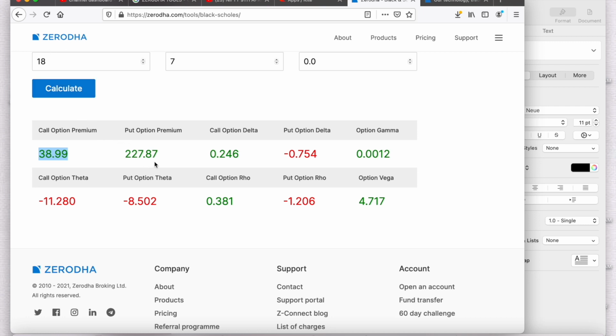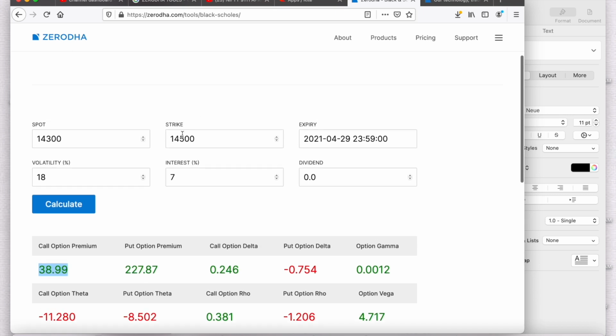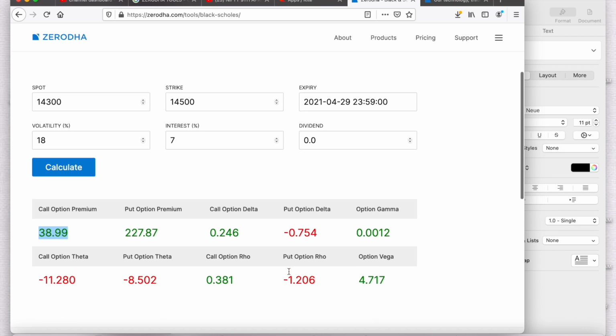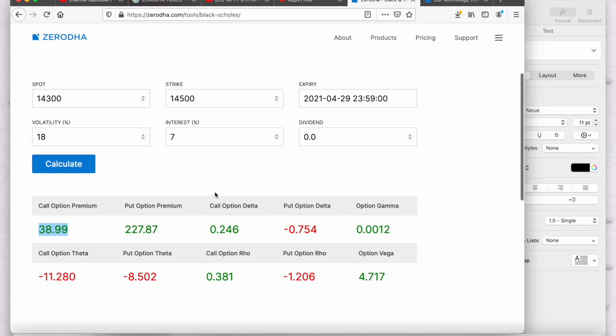A put option premium will be this much, 227. If you are buying a put of 14,500 at a spot of 14,300, you are paying 227 basically. 200 is the difference itself and 27 extra. The delta is 0.246 for the call and minus 0.754 for the put side. Now I can explain each of them and how they affect in another video, but let me explain how to go about options in this video itself.